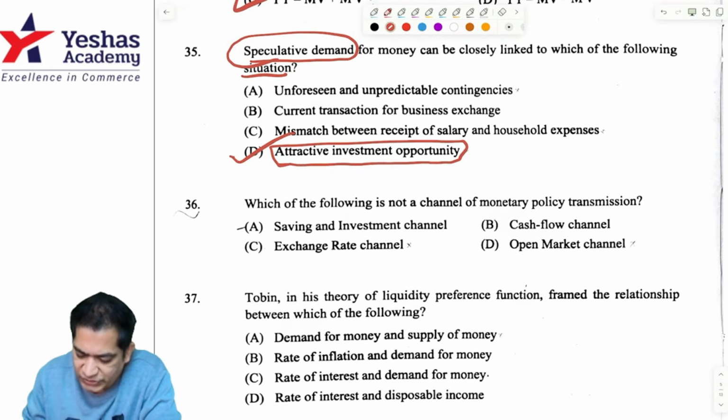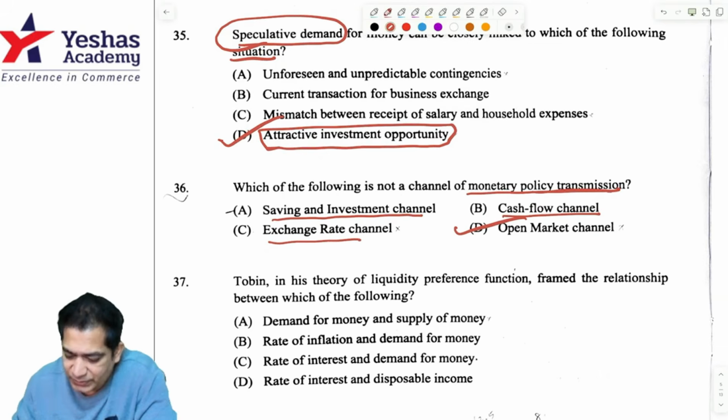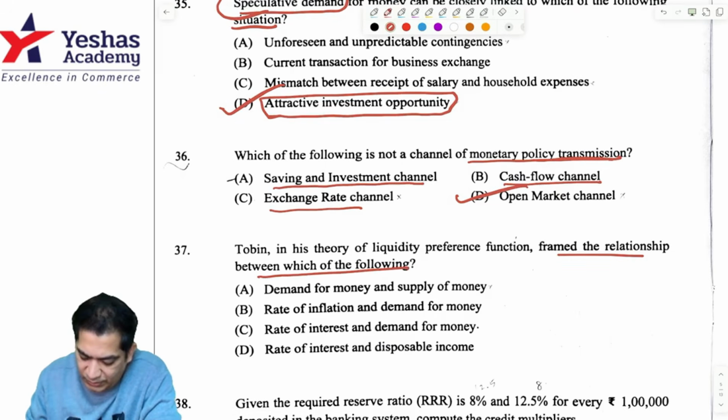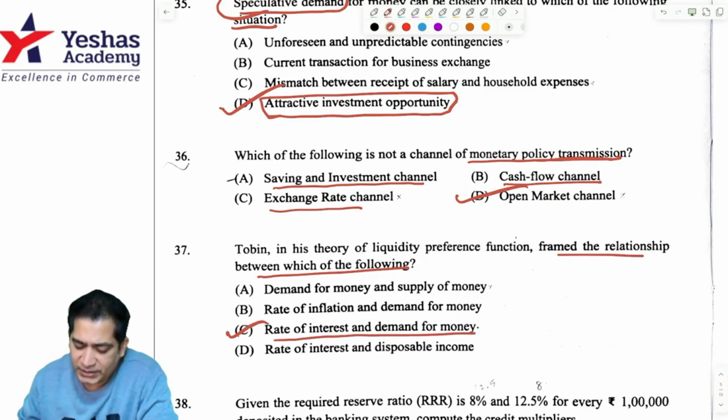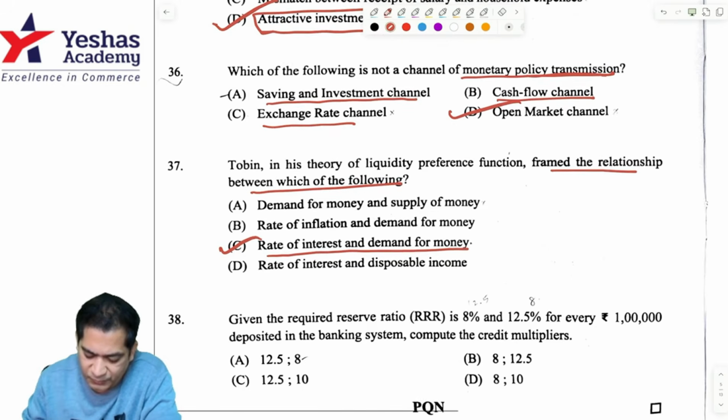Which of the following is not a channel of monetary policy? Transmission: saving and investment will be affected when the interest rate channel is affected. Cash flow channel, yes, cash flow will also be affected when there is an increase or decrease in the interest rate. Exchange rate is there. Open market channel is nothing. Open market operation is related to government securities being bought and sold in the market by RBI. Tobin, in his theory of liquidity preference function, framed a relationship between which of the following? Rate of interest and the demand for money, and there was an inverse relation. So Tobin and Keynes had given very similar concepts about interest rate and the demand for money.